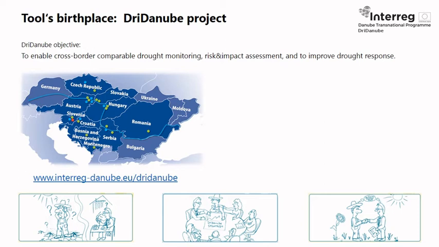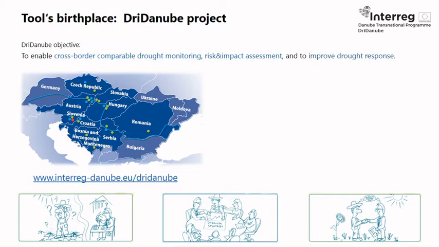Drought Watch was developed in the frame of a transnational Dry Danube project, now finished. Countries involved in it are colored in dark blue on this map here. There turned out to be a great diversity of national drought monitorings on a relatively small area of Europe and a mainly reactive way of dealing with drought. So the project's main objective was to enable cross-border comparable drought monitoring, to make risk and impact assessment, and to improve countries' response to drought.